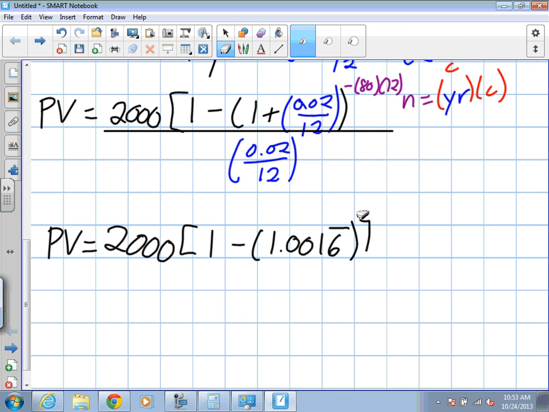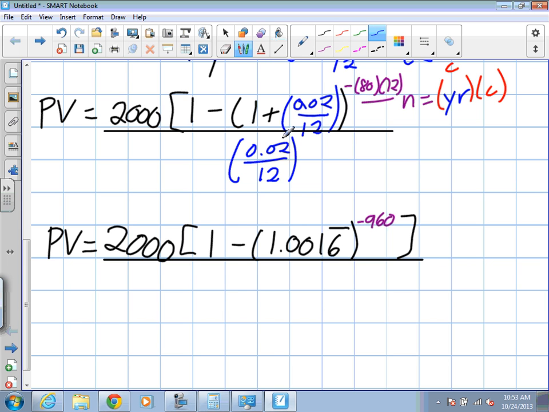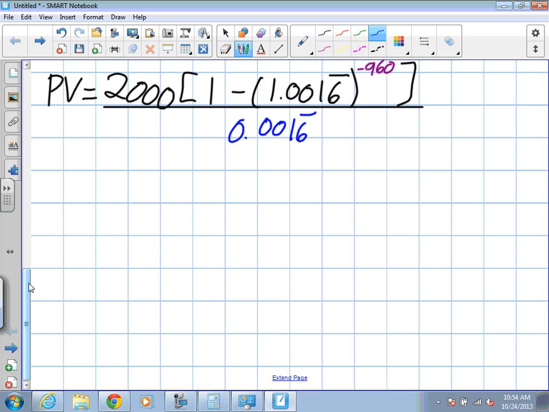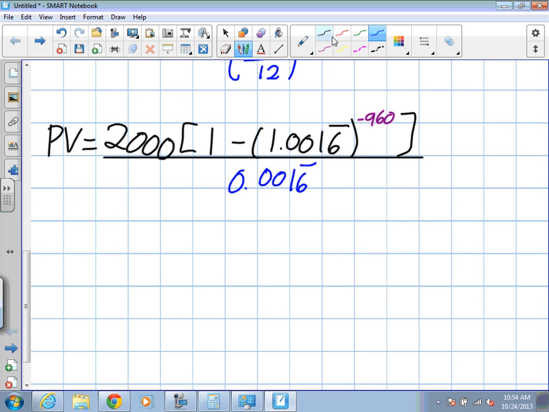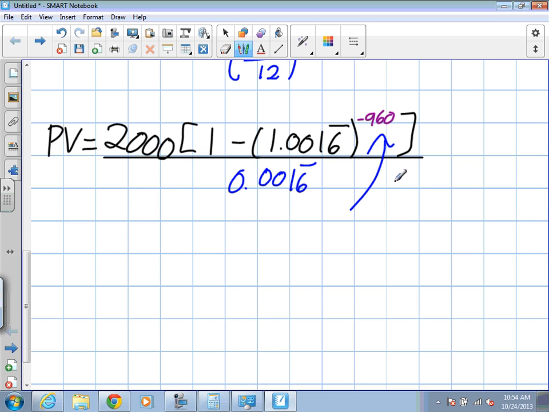Our 80 times 12, what did we say it was here? 960. So negative 960. And all of this is divided by our i, which we just calculated to be 0.0016 repeated. Okay? So we'll continue this. 1 subtract this value here. Does anyone know what that's going to be? 0.0016. Yeah. But before I do that, what do I have to do? Multiply by the power of negative 960.